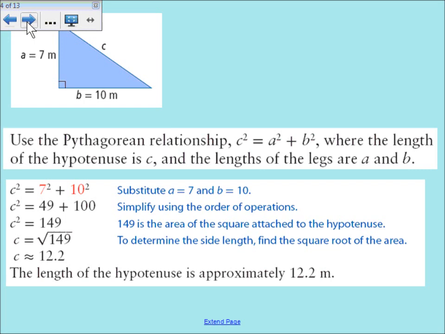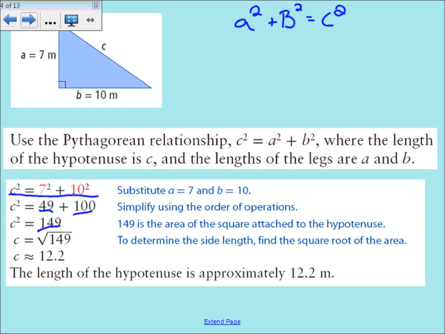First thing we do, a squared plus b squared equals c squared, which can be found down here. So we plug in 7 squared, 10 squared. 7 times 7 is, of course, 49. 10 times 10 is 100. You add those together, we get 149.